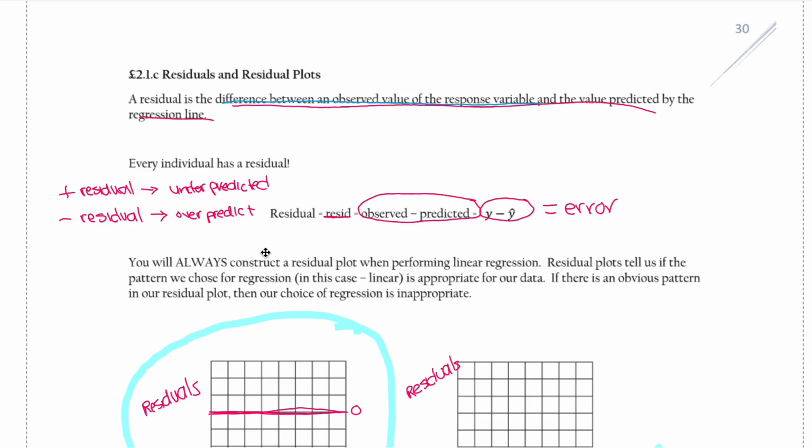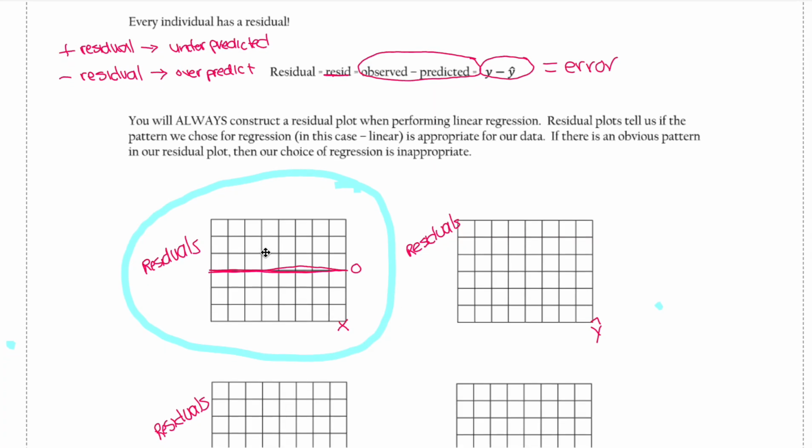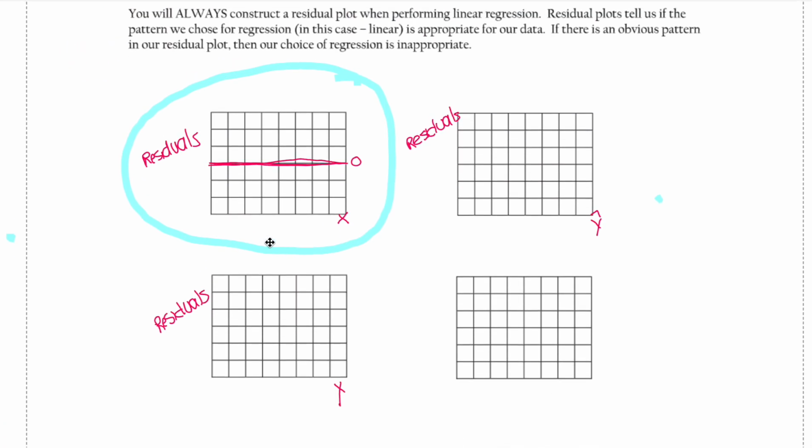You will always construct a residual plot when performing linear regression. Residual plots tell us if the pattern we chose for regression, in this case linear, is appropriate for our data. If there is an obvious pattern in our residual plot, then our choice of regression is inappropriate. So let's first define what the residual plot will be.